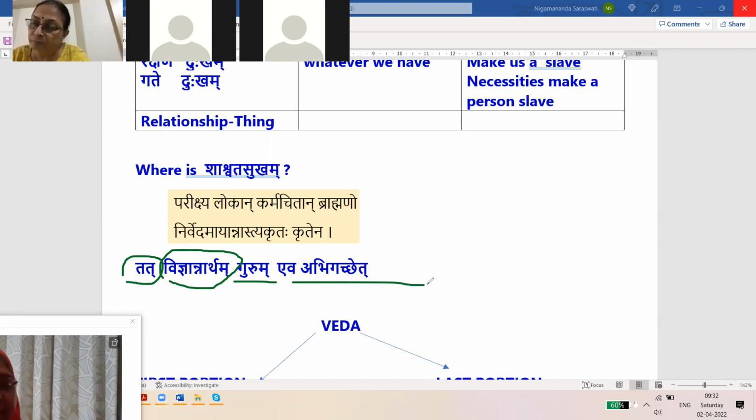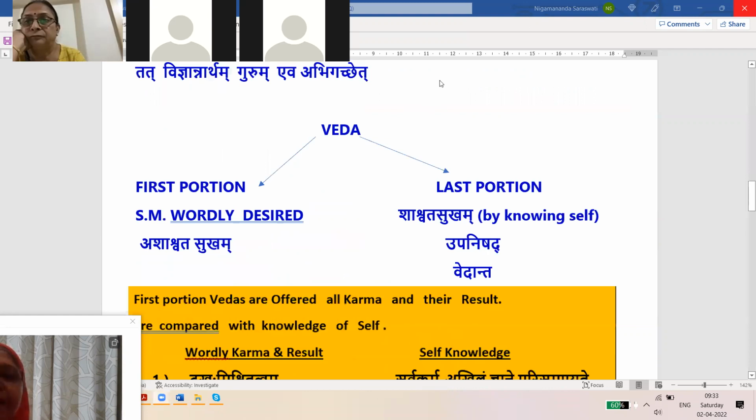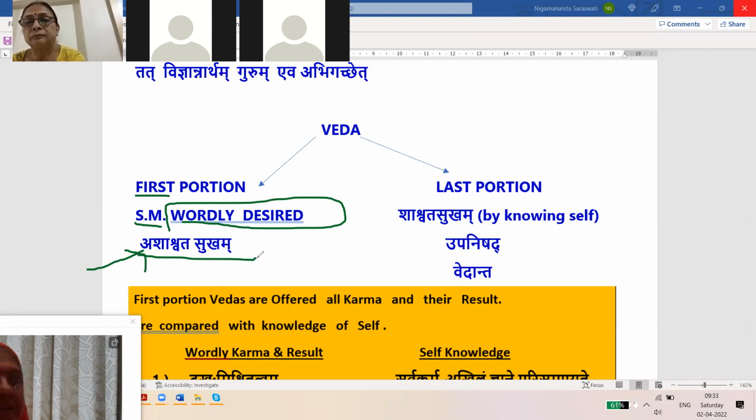At that time I left the subject matter of the last portion of the Veda. If somebody is now asked what the subject matter of the last portion is, so again, Veda has two portions. The first portion's subject matter is worldly desire and performing different types of karma, through which a person gets not permanent sukham, ashashvatam, anityam sukham, limited happiness.